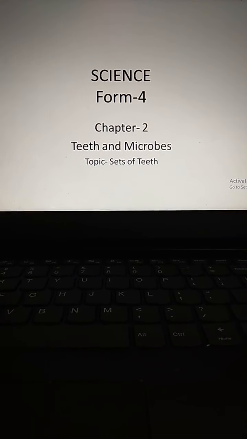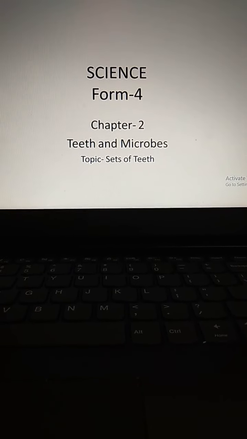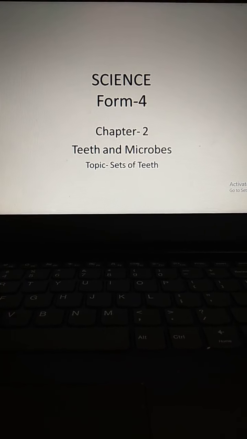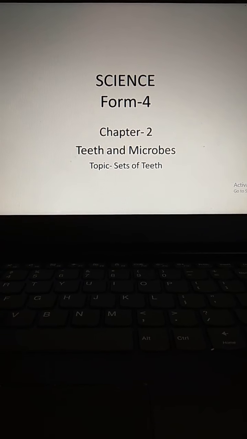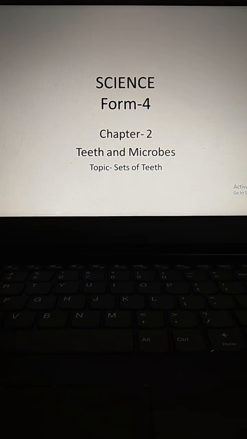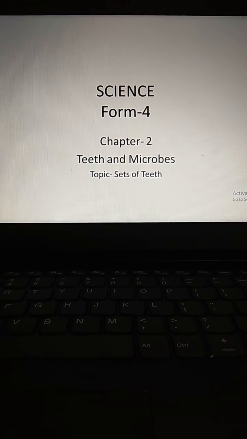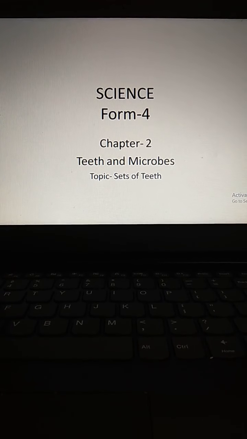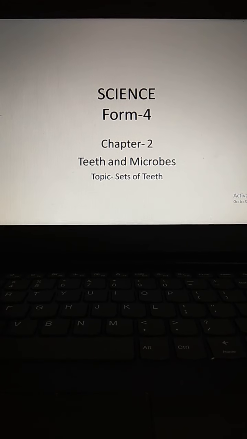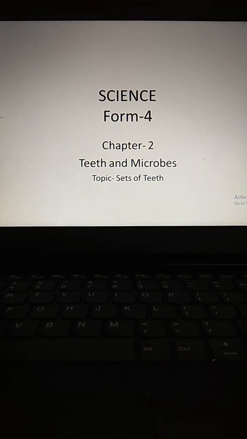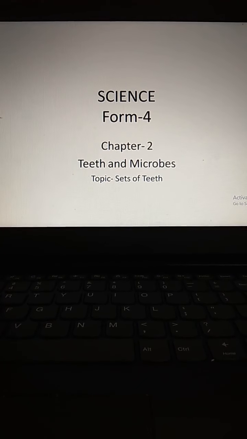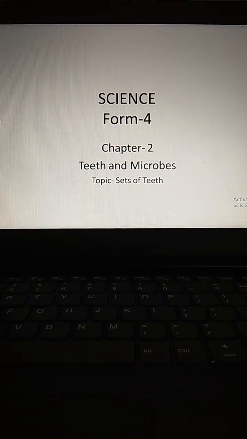Yes, students, today's topic is sets of teeth. What is the importance of teeth? They give proper shape to our face. Teeth help us to speak clearly. They enable us to bite and chew the food. In the process of digestion, the first step starts from your mouth. Teeth will bite and chew your food. They make your food soft, so digestion will become easier. So, our teeth are a very important part of our body.